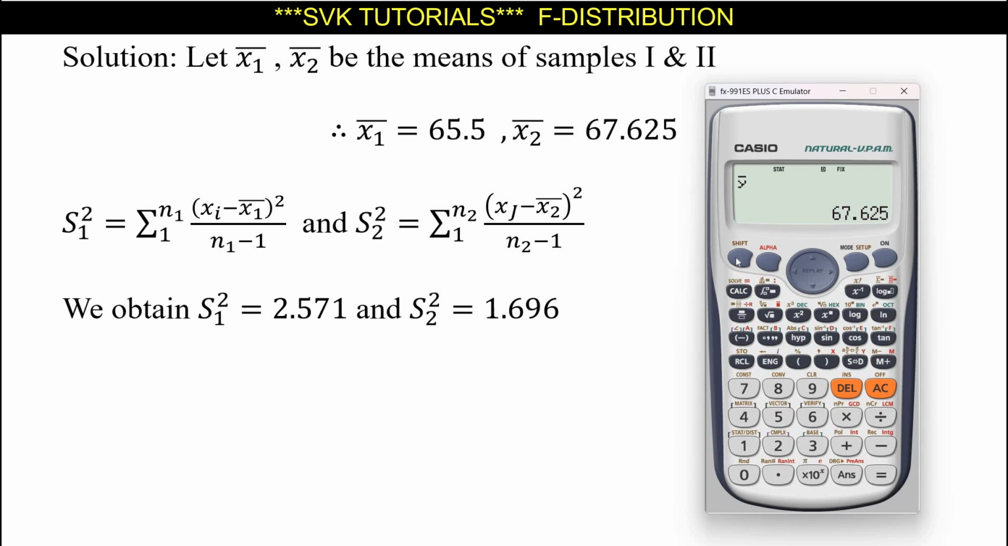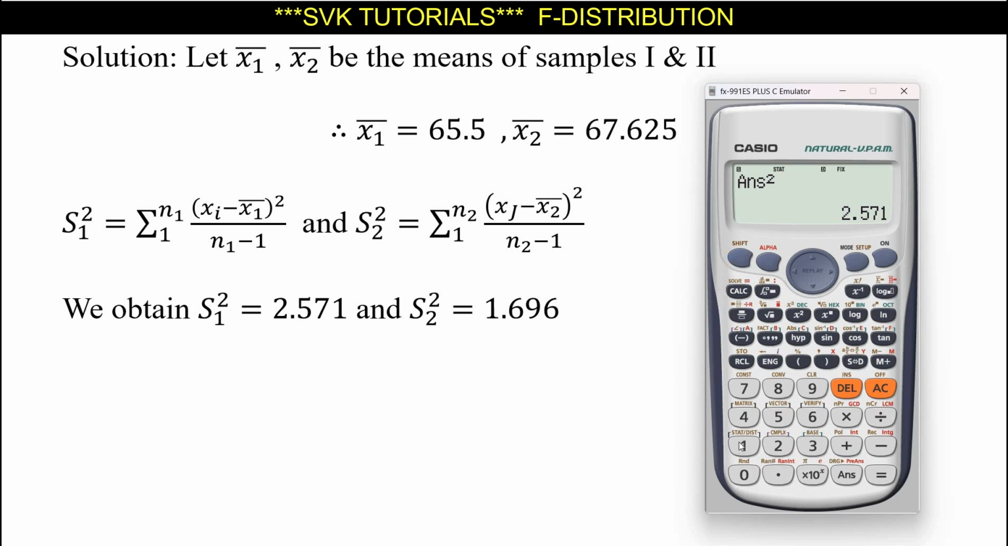Again, follow the same procedure. Shift 1, press 4. In that, consider Sx, that is 4, press equal to. Whatever answer you got is nothing but the standard deviation, 1.0604. I need variance here, for that reason I will square this. I got 2.571 and I can note that down as S1 square.